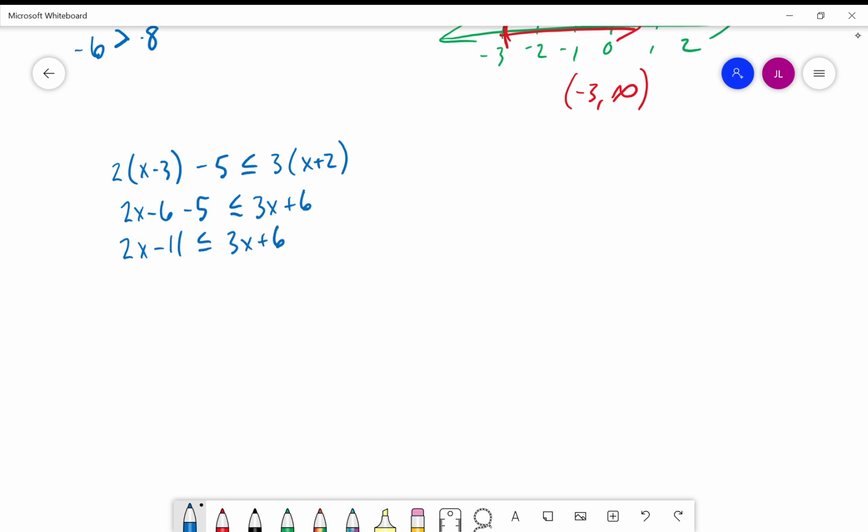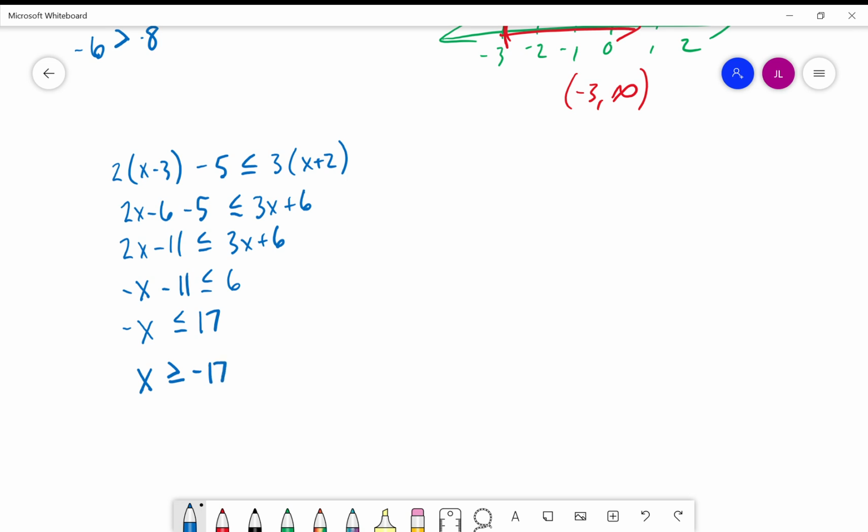So let's take 3x away from both sides. We get -x minus 11 is less than or equal to 6. Add 11 to both sides, and we get -x is less than or equal to 17. So at this point we're saying -x is less than or equal to 17. However, we want positive x. So if we multiply everything by -1, we flip the sign and get x is greater than or equal to -17.